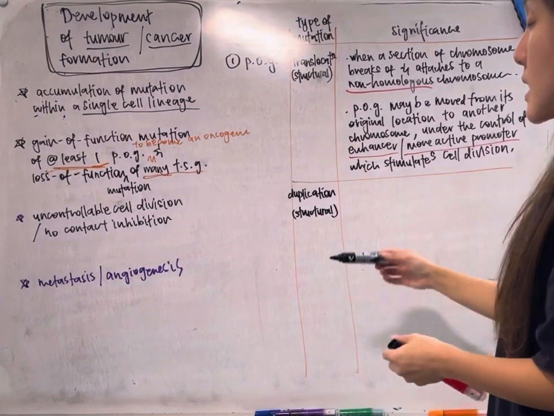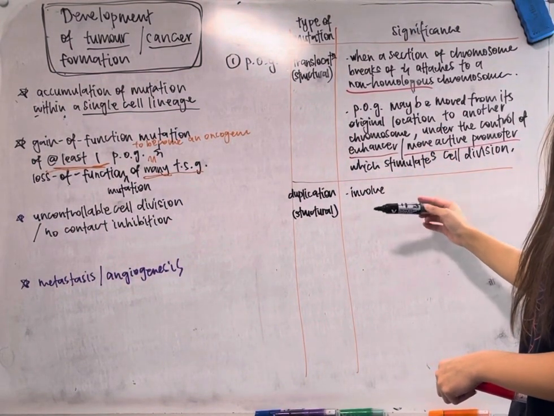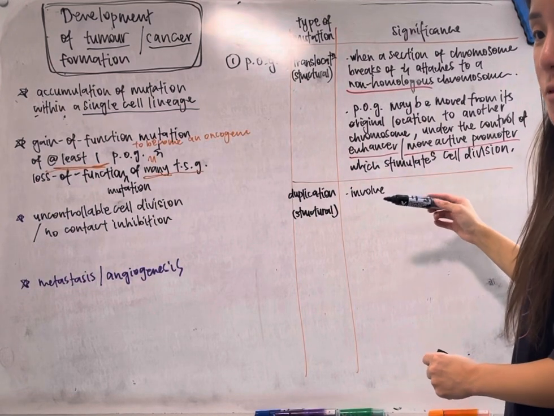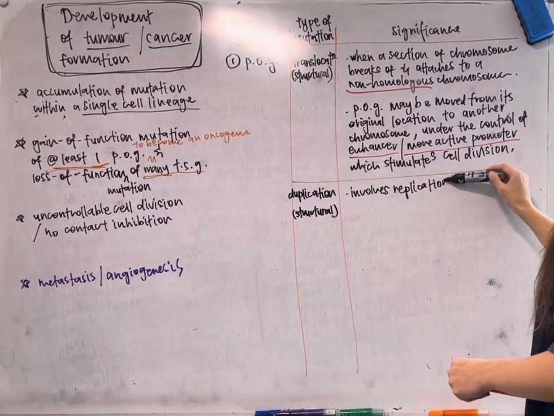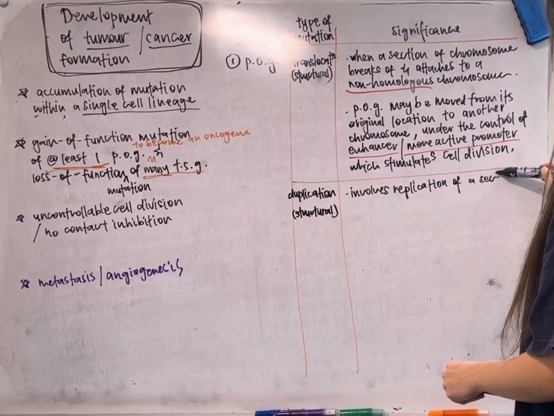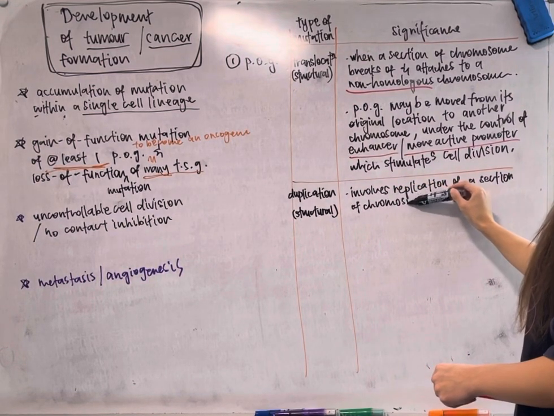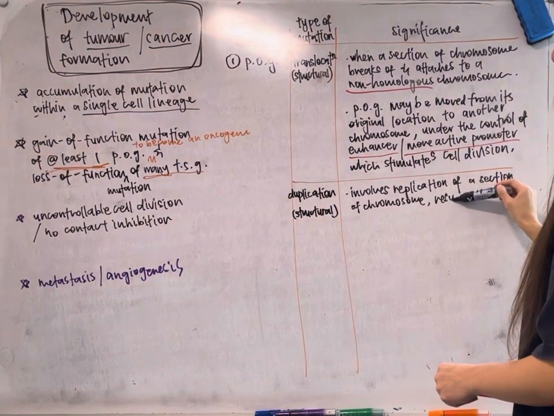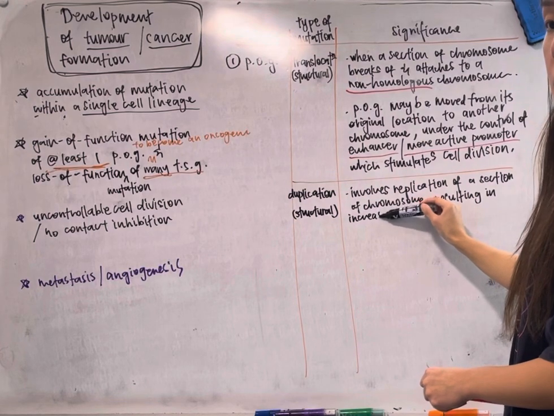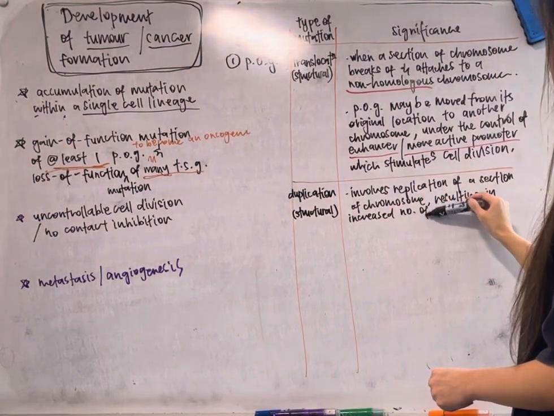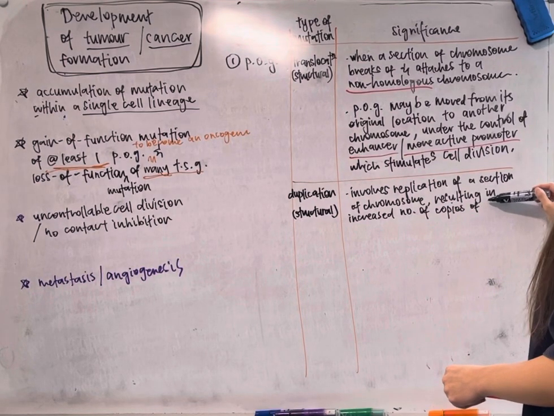Okay? So hopefully you know what duplication is now. So duplication, I'll just write the meaning first. It involves replication of a section of chromosome. When you replicate this section of chromosome, it results in increased copies of certain genes.